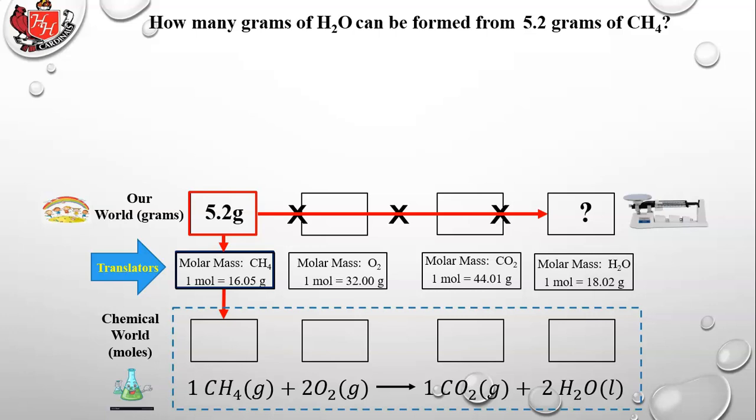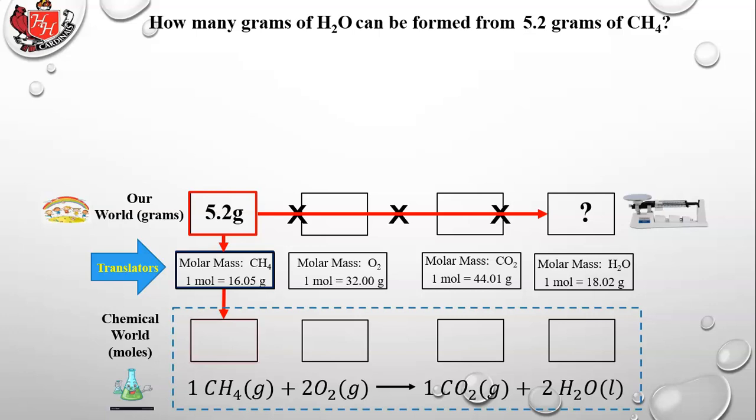And then carbon, look at your periodic table. I'm getting all these numbers off the periodic table. Carbon is 12.01 for the molar mass. So 12.01 plus 4.04 gives you 16.05 grams for 1 mole of CH4. So now that translator allows us to convert from grams of CH4 to moles of CH4, and that'll go in the box on the bottom left-hand corner.